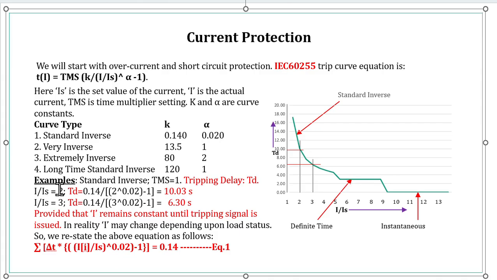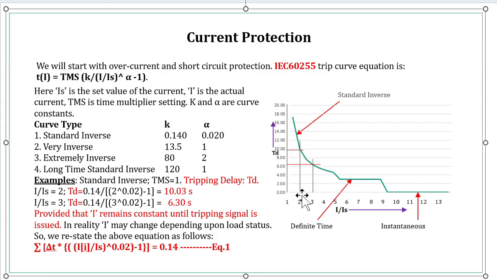Now let's take an example. Suppose I upon IS is 2. Then what is the tripping delay? Substitute the values. TMS I am taking as 1. So K is 0.14 from this standard inverse. See here I have written standard inverse. So K is 0.14 and alpha is 0.02, 2 raised to the power 0.02 and so on. If you do the calculation in your calculator, you will find that 10.03 seconds is the delay in tripping.